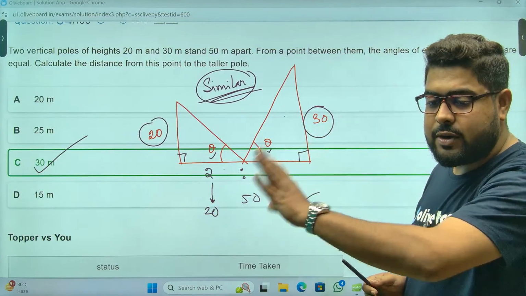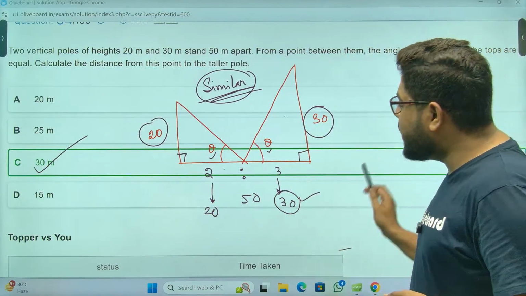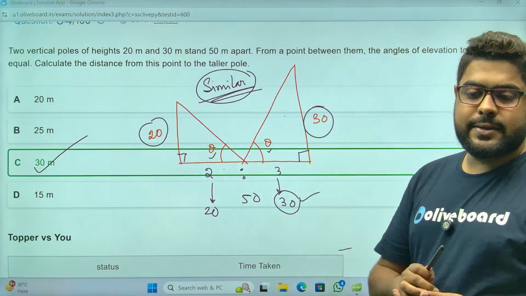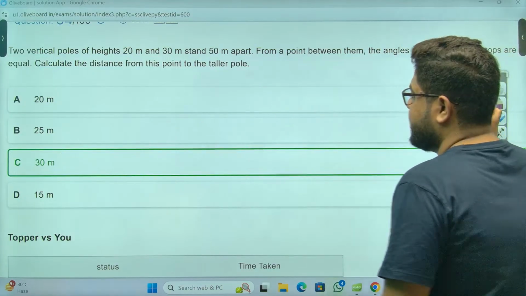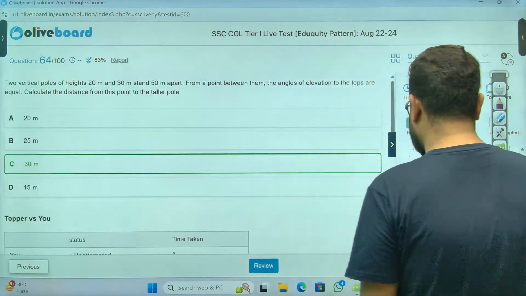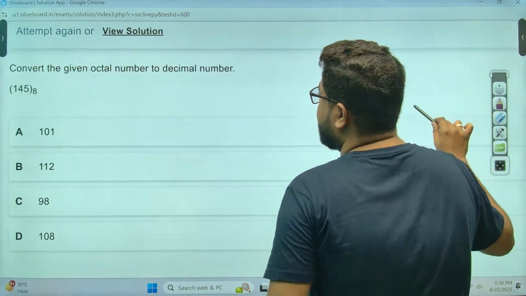This is the power of concept. Without actually doing anything, a very simple way of solving this. Moving on, sir.